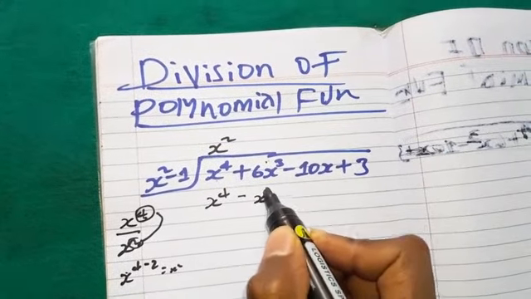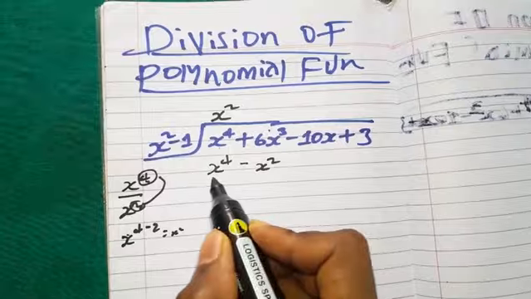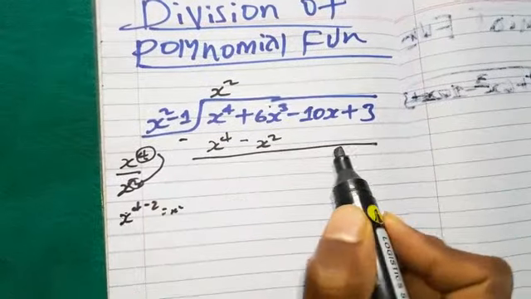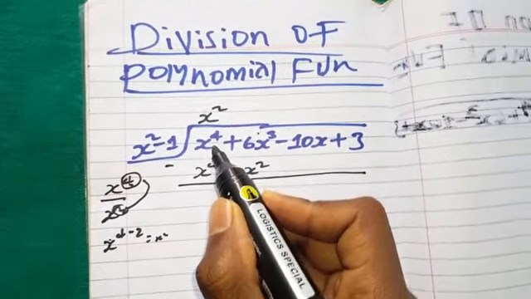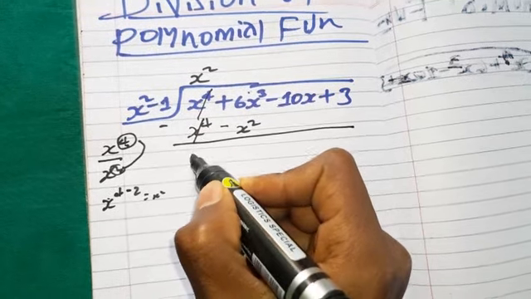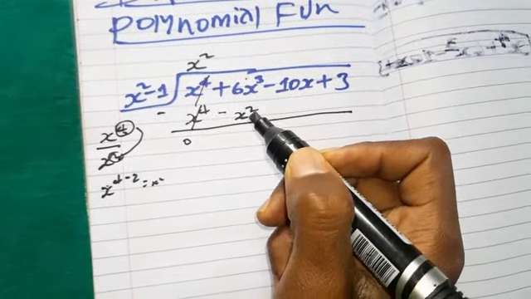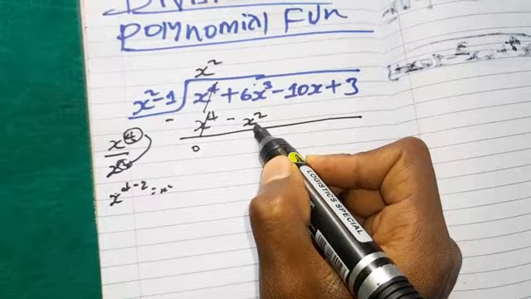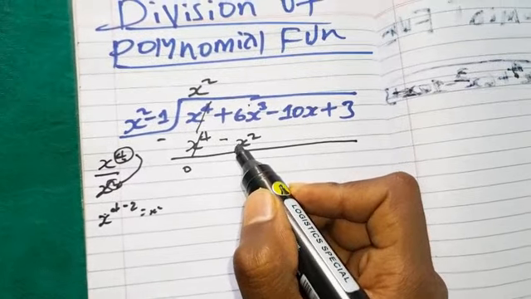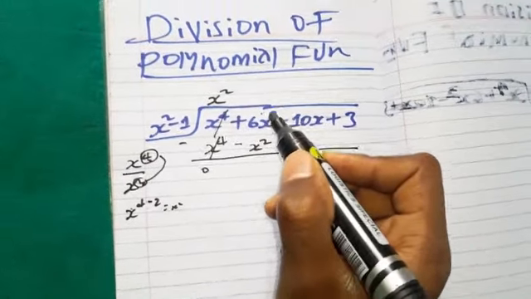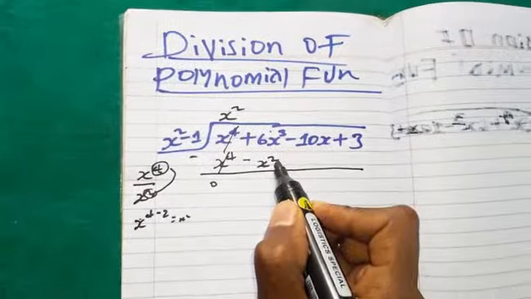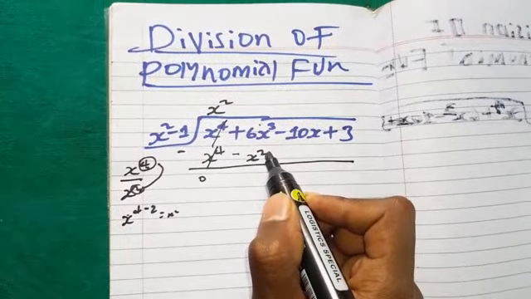Let's put it like this. After that, let's subtract. x to the power of 4 minus x to the power of 4 means 0. This becomes 0. Minus x squared: from what do we subtract this one? In this place, there is no x squared. For this reason, what we do is like this.